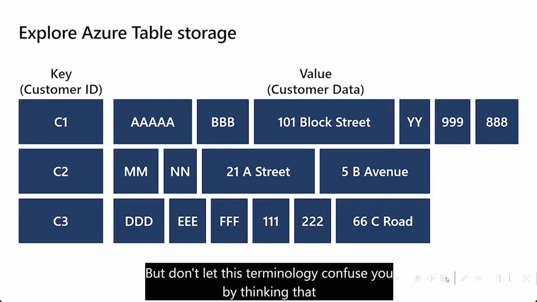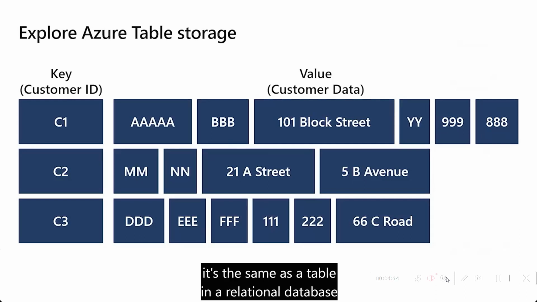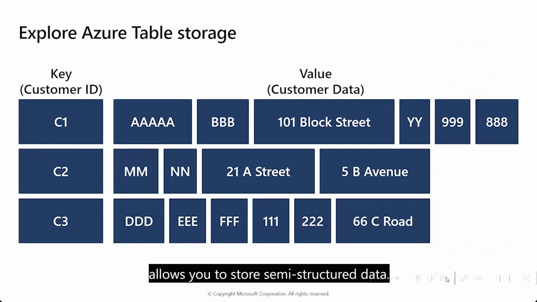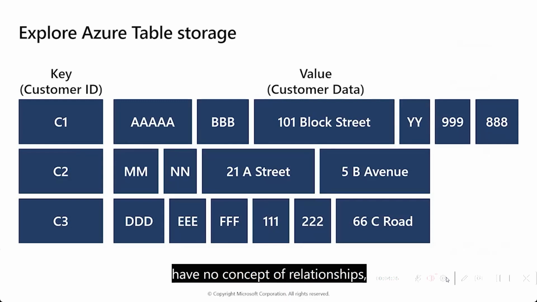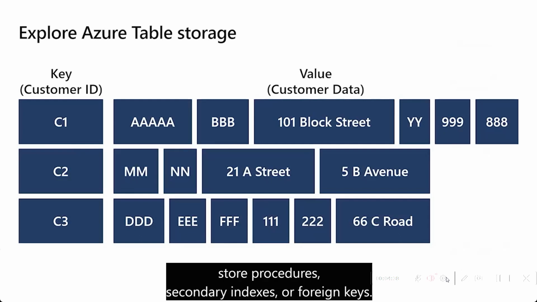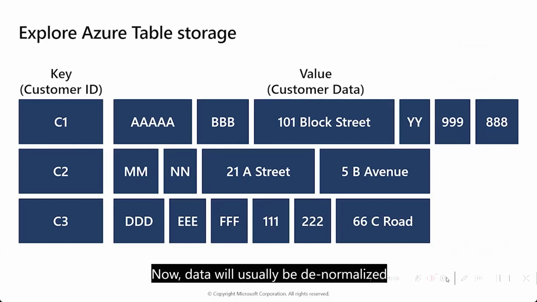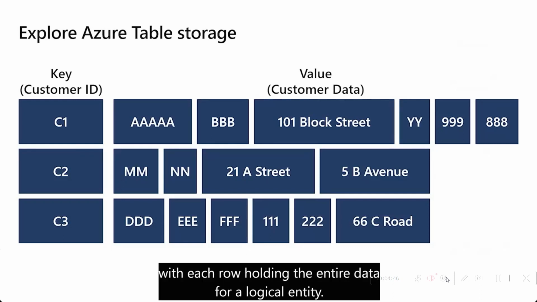But don't let this terminology confuse you by thinking that it's the same as a table in a relational database. Because Azure Table Storage allows you to store semi-structured data. So all rows in a table must have a key, but apart from that, the columns in each row can vary. So unlike the traditional relational databases, Azure Table Storage tables have no concept of relationships, stored procedures, secondary indexes, or foreign keys. Now, data will usually be denormalized, with each row holding the entire data for a logical entity.